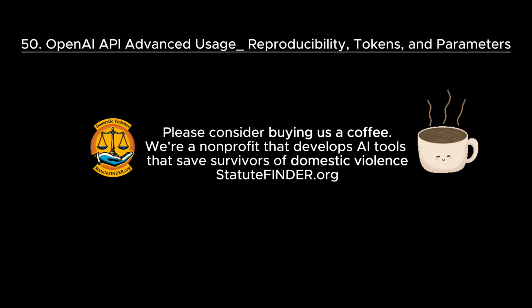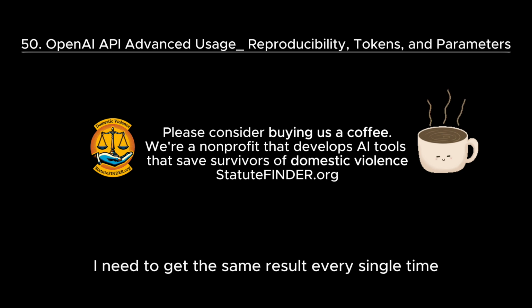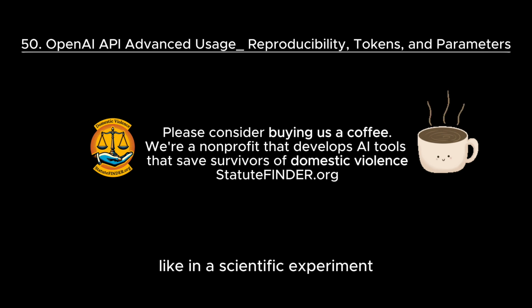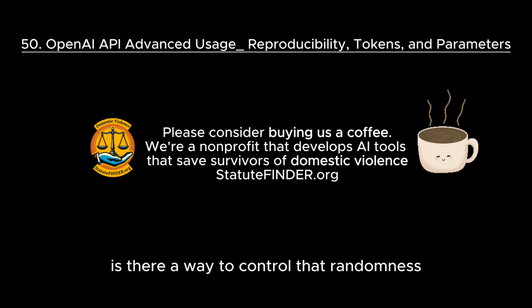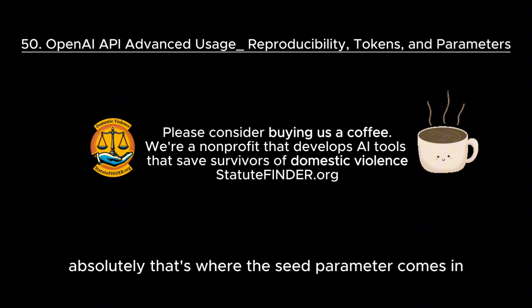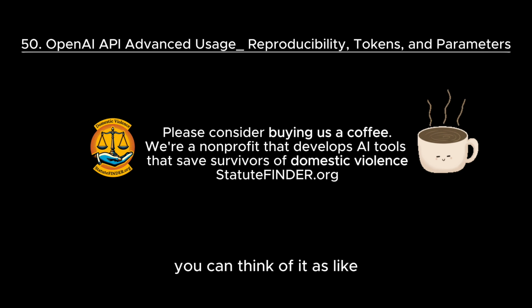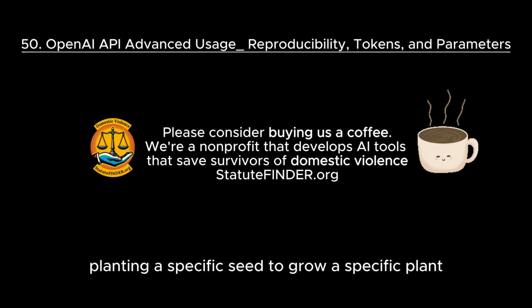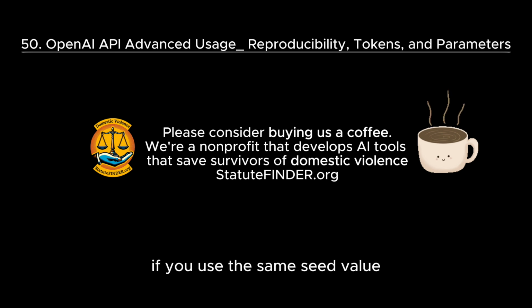Okay, that helps. But let's say I need to get the same result every single time, like in a scientific experiment. Is there a way to control that randomness? Absolutely. That's where the seed parameter comes in. You can think of it as planting a specific seed to grow a specific plant. If you use the same seed value, the output will be the same each time. So it's like a secret code for consistency.